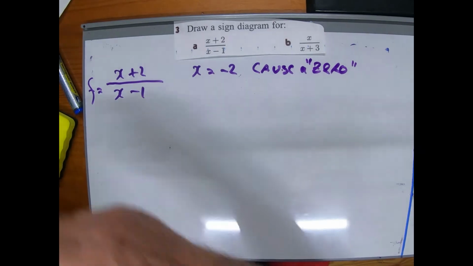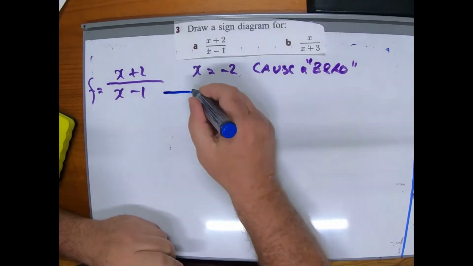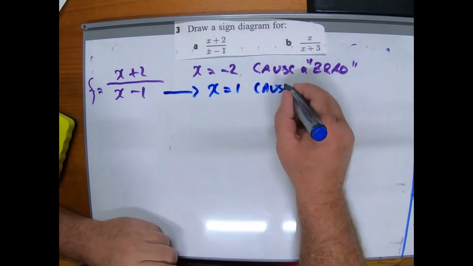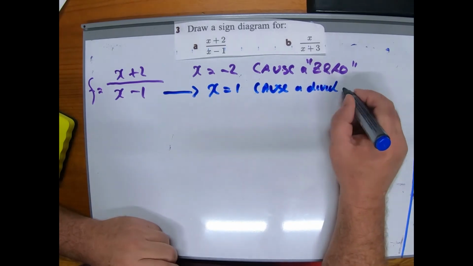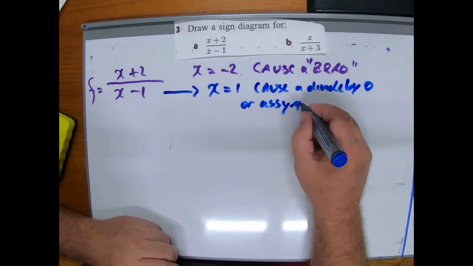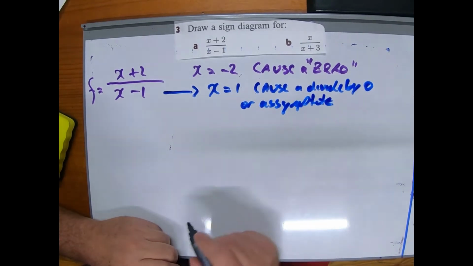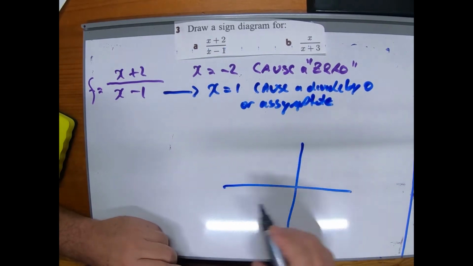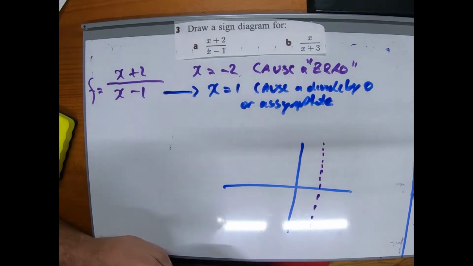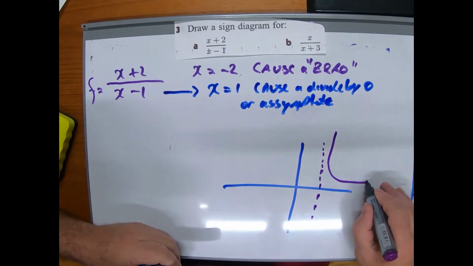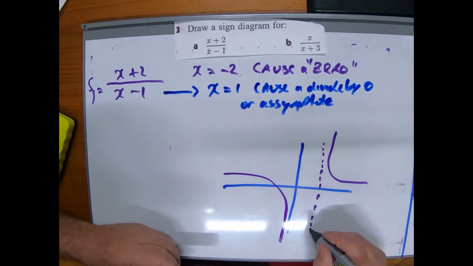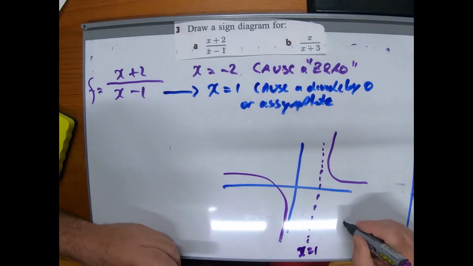We have, underneath that, in the denominator, our problem when x equals 1. This would cause a divide by 0 or asymptote. So this is the algebra that would cause this shape when x equals 1. Okay, when x equals 1, we're going to have an asymptote.